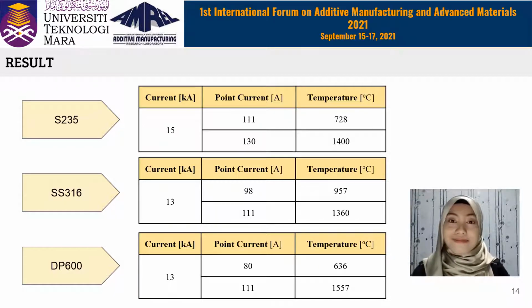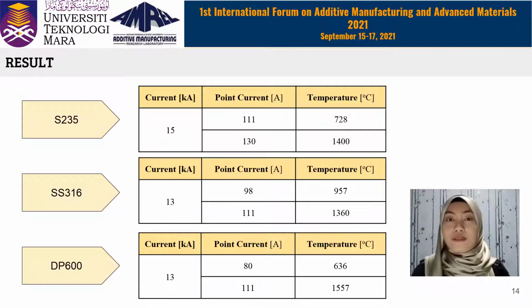117 nodes. Next, the weld nugget diameter is roughly 3 mm when the peak temperature of 1400 degrees C is attained with a current of 15 kA and a point current of 130 ampere for the S235 steel. For DP600 and SS316, however, a current of 13 kA and a point current of 111 ampere is used to attain temperatures of 1360 degrees Celsius and 1557 degrees Celsius respectively.